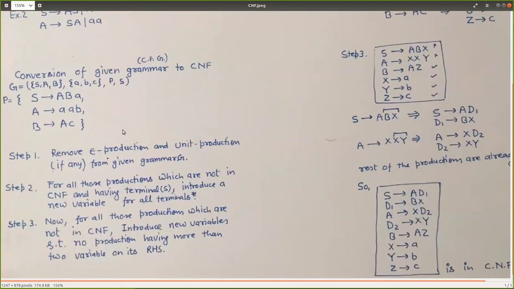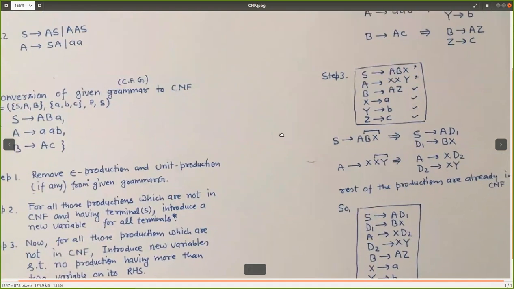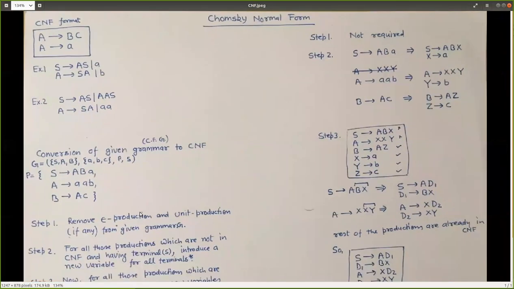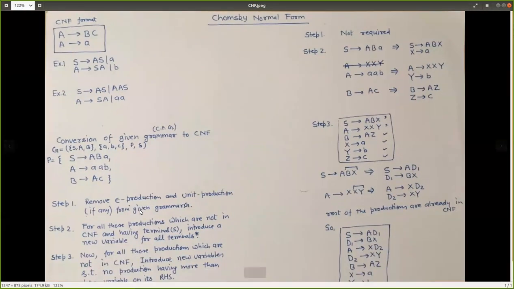For that, first we have to check whether there is any epsilon production or unit production. There are no epsilon productions and there are no unit productions. So there is nothing to do for step one. It is already in a format in which there are no epsilon productions and no unit productions.